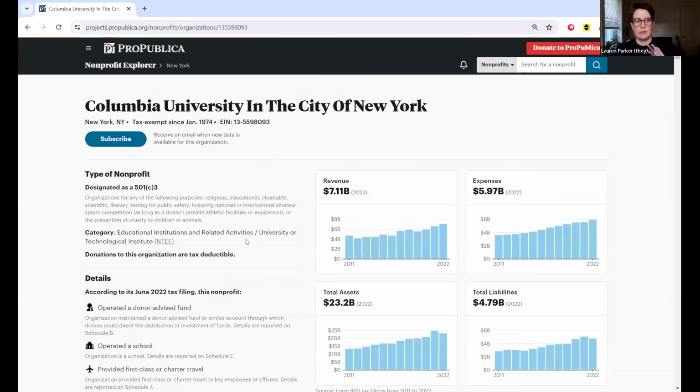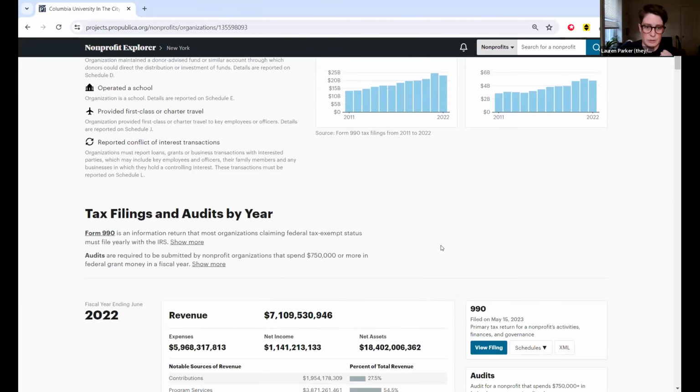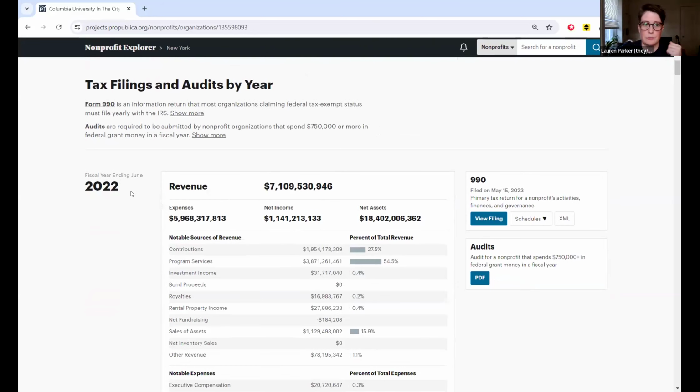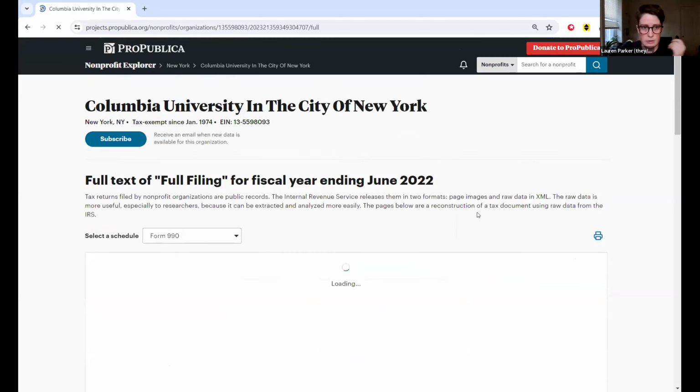This first page, I think, is really great. If we just focus on this revenue box, that's a helpful figure. We can see the revenue that Columbia has reported over the past 11 years or so, from 2011 to the last filing, which was in 2022. In that most recent year, they had a revenue of $7.1 billion. That's a quick, helpful snapshot. If we scroll down a little bit, now we're getting to their most recent filing. The thing that I like to do is just click view filing and go right into it.